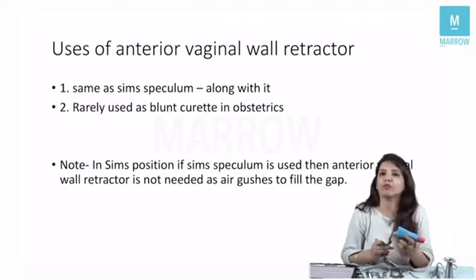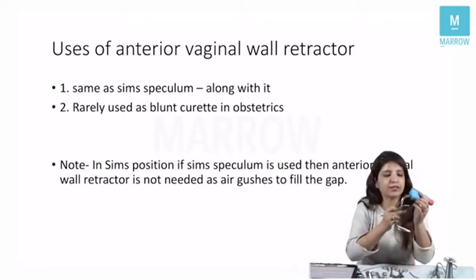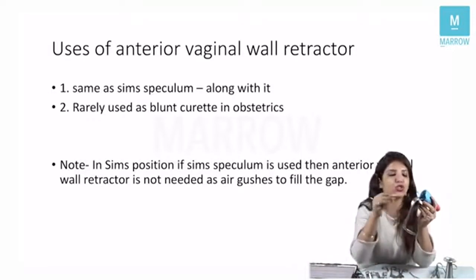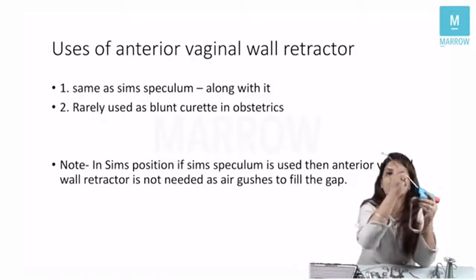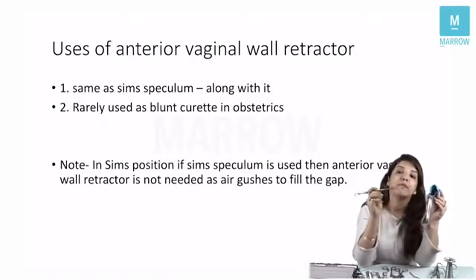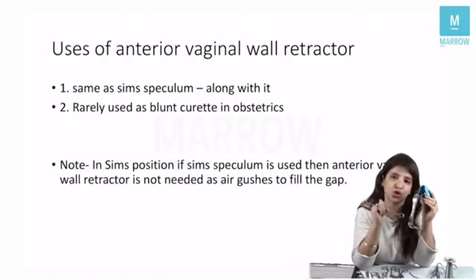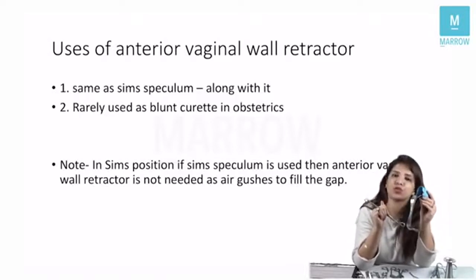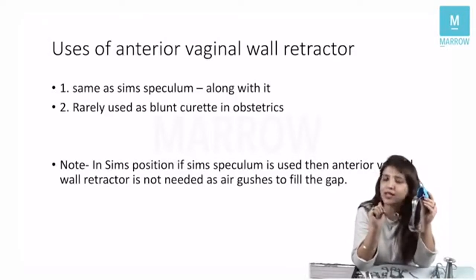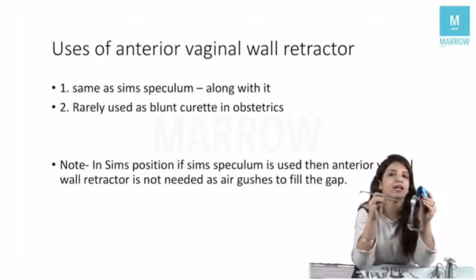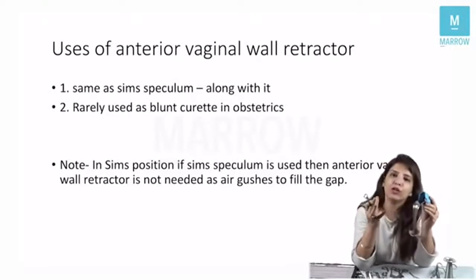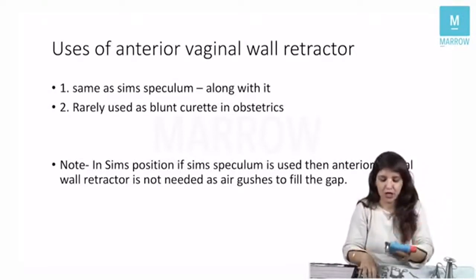One thing which you have to remember is normally a SIMS speculum is used in conjunction with the anterior vaginal wall retractor, but if you are using SIMS speculum in SIMS position, and I'll tell you what SIMS position is just now, in that case, you don't need an AV retractor. Why? Because in that case, air will come in and it will open the walls of the vagina, right?